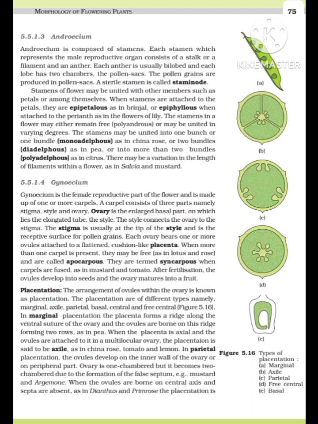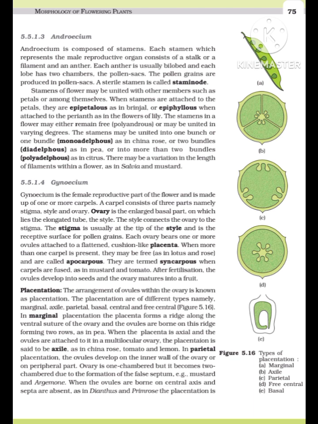5.5.1.3 Androecium. Androecium is composed of stamens. Each stamen, which represents the male reproductive organ, consists of a stalk or a filament and an anther. Each anther is usually bilobed and each lobe has 2 chambers, the pollen sacs. The pollen grains are produced in pollen sacs. A sterile stamen is called staminode. Stamens of a flower may be united with other members such as petals or among themselves. When stamens are attached to the petals, they are epipetalous as in brinjal, or epiphyllous when attached to the perianth as in the flowers of lily.